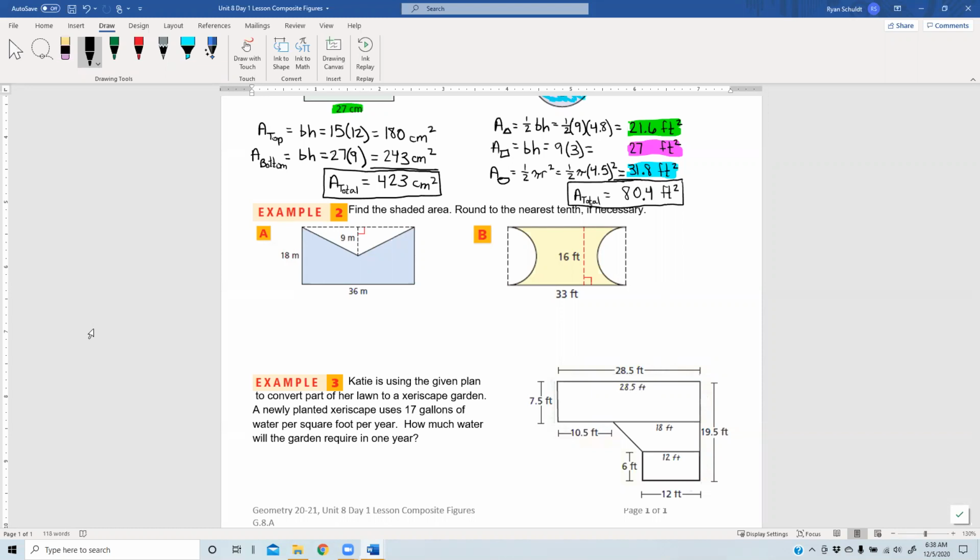Okay, so on this next example, what we want to do is find the area of the rectangle and then subtract out that portion, the triangle, because I only want the shaded area. So I'm going to find the whole rectangle and then cut out the triangle. So let's do that first. Let's find the area of the rectangle.